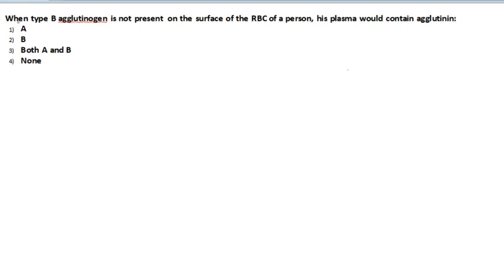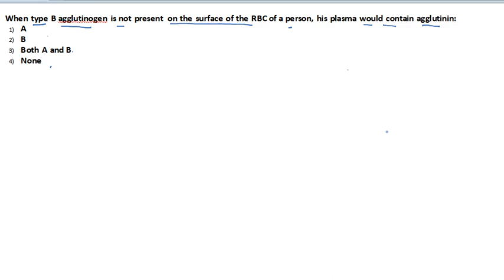Hi students, so the question that we are solving now is: when type B agglutinogen is not present on the surface of the RBC of a person, his plasma would contain agglutinin A, B, both A and B, or none. So for solving this question, we need to understand what is agglutinogen and what is agglutinin.